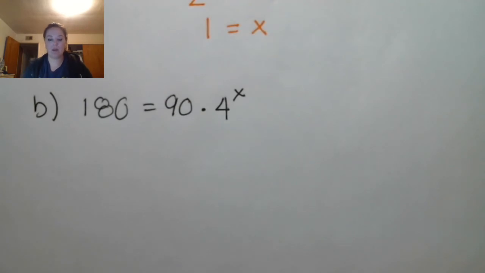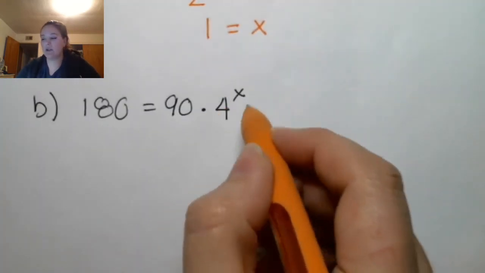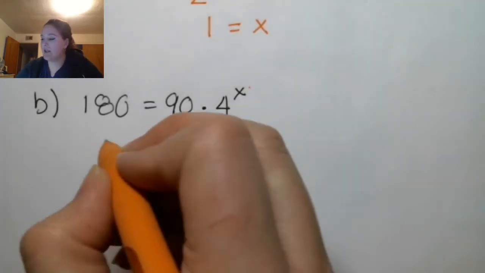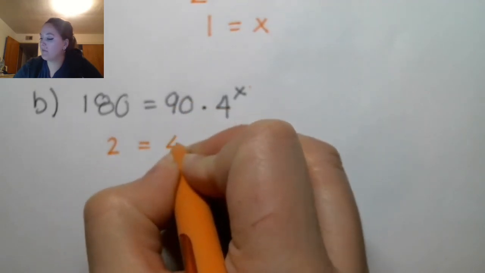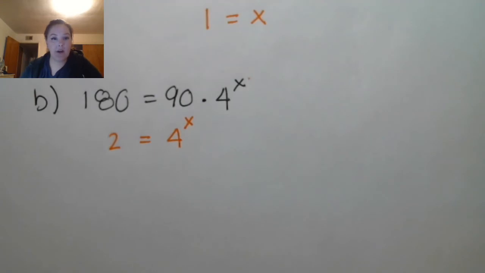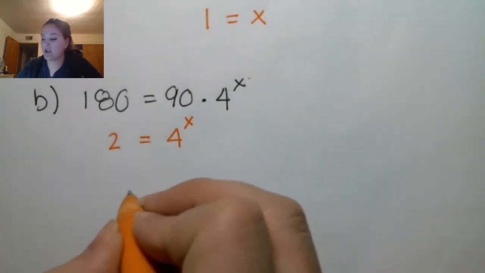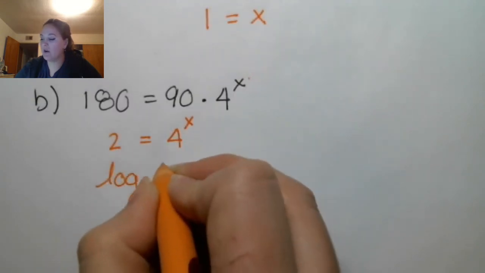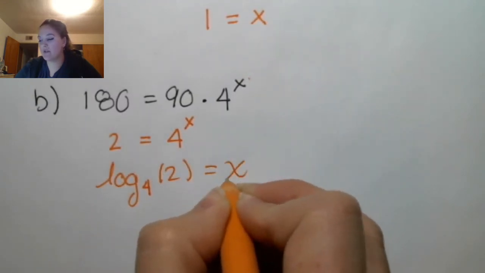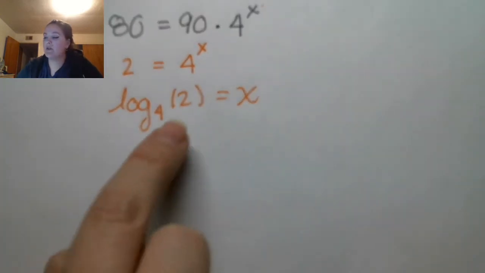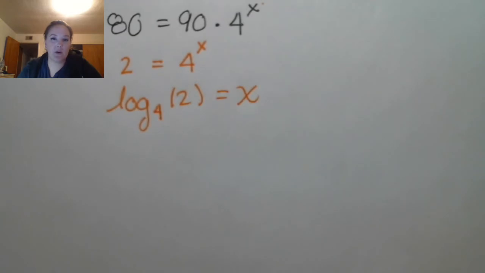Okay. So again, the first thing that we're going to do is isolate the exponential, which is the 4 to the x part, and we're going to do that by dividing both sides by 90. Now that we have our exponential isolated, we're going to change to log form. So we'll have log base 4 of 2 equals x.